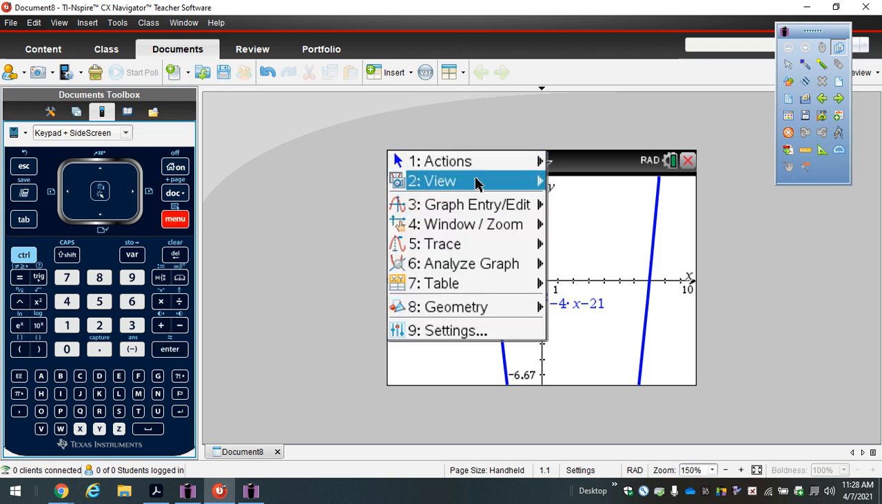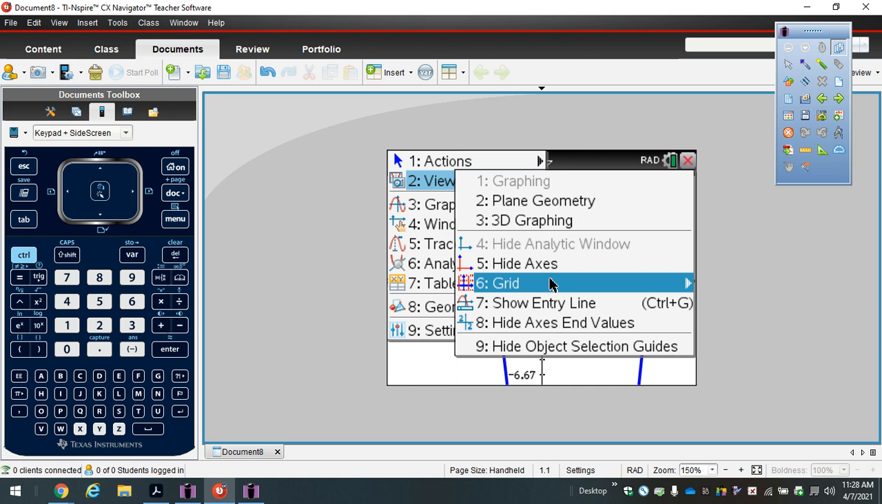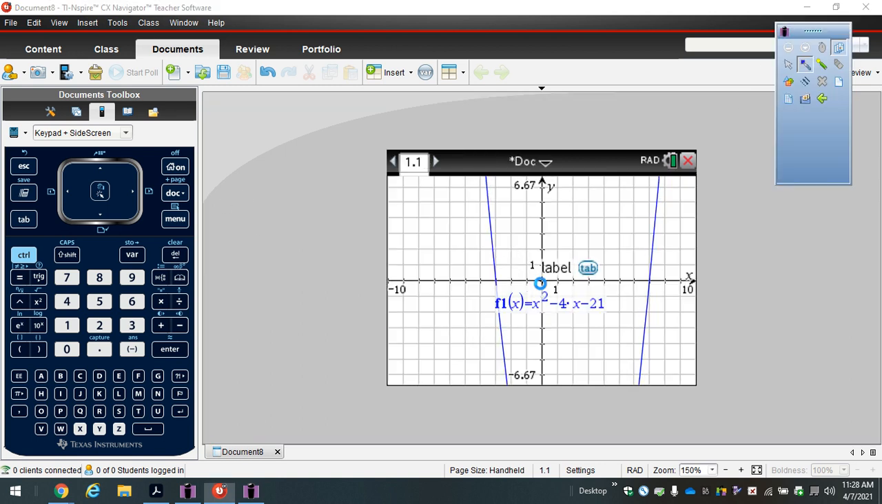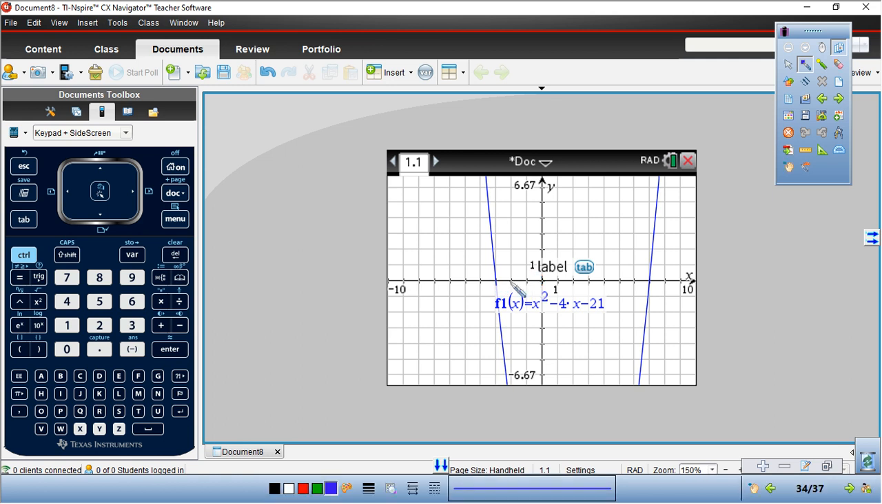You can go to this menu, look at what I do: View, Grid, Line Grid, and now you can count them. You can see that it's right here at 1, 2, 3, at negative 3. And 1, 2, 3, 4, 5, 6, 7, at 7.